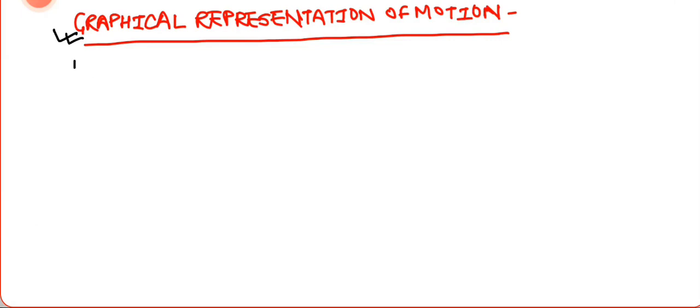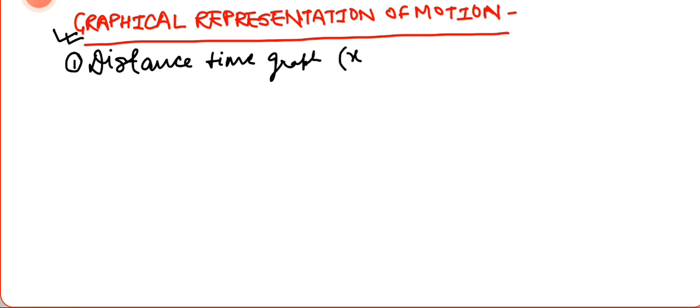So the first thing that we will discuss here is the distance time graph. Now, students, distance time graph in short can be written as xt graph, where x represents the change in position, that is the position of course, and t means time. Okay, now let's start it.